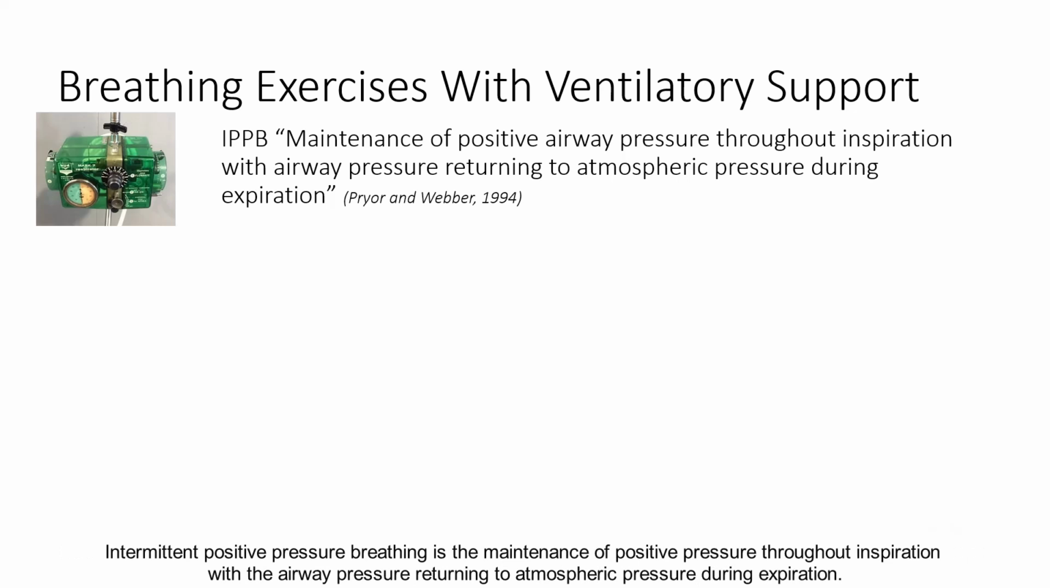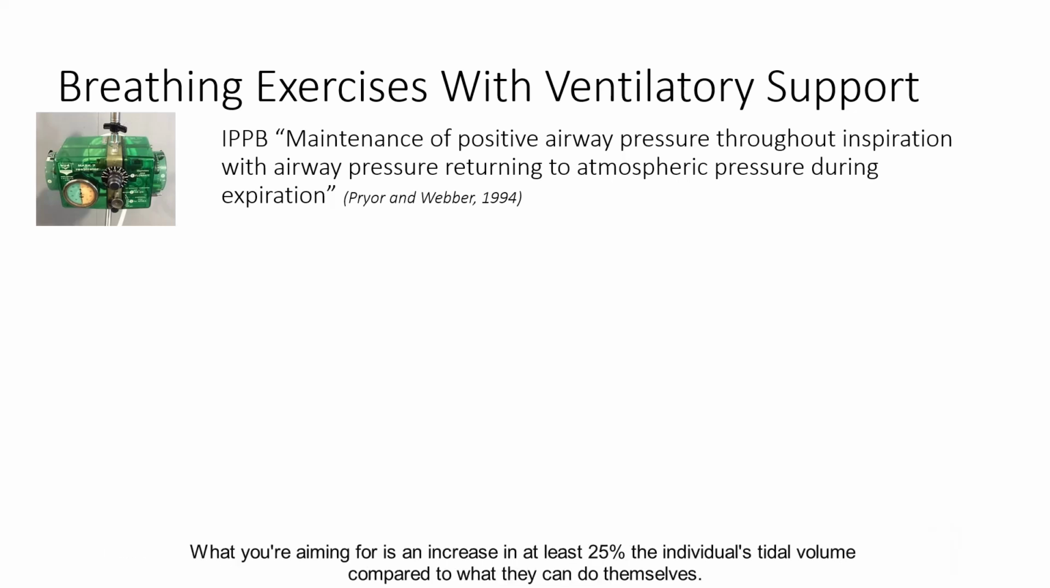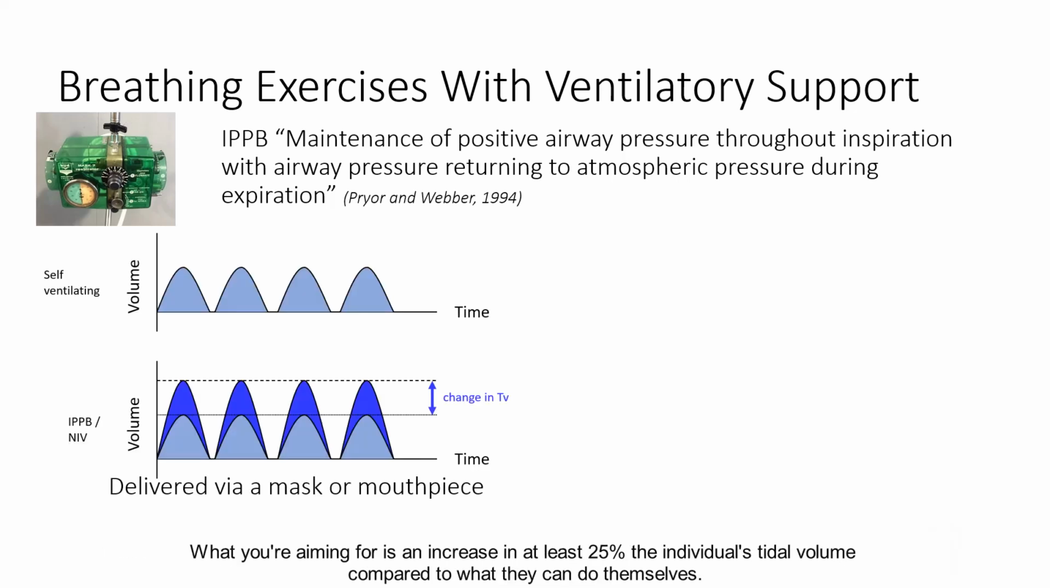Intermittent positive pressure breathing is the maintenance of positive pressure throughout inspiration with the airway pressure returning to atmospheric pressure during expiration. What you're aiming for is an increase in at least 25% in the individual's tidal volume compared to what they can do themselves.